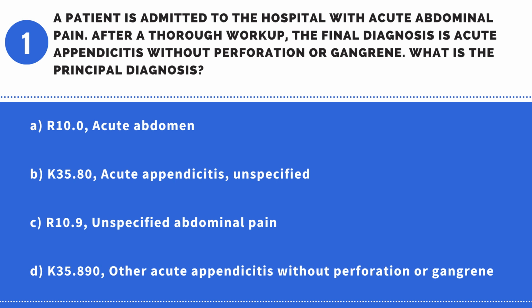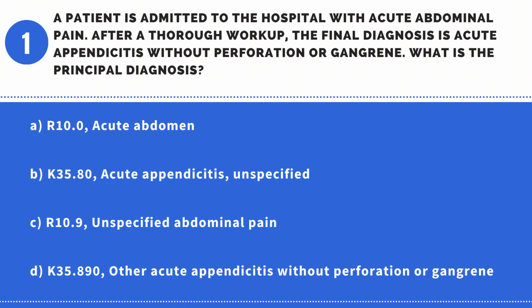Question 1. A patient is admitted to the hospital with acute abdominal pain. After a thorough workup, the final diagnosis is acute appendicitis without perforation or gangrene. What is the principal diagnosis? A. R10.0, acute abdomen.